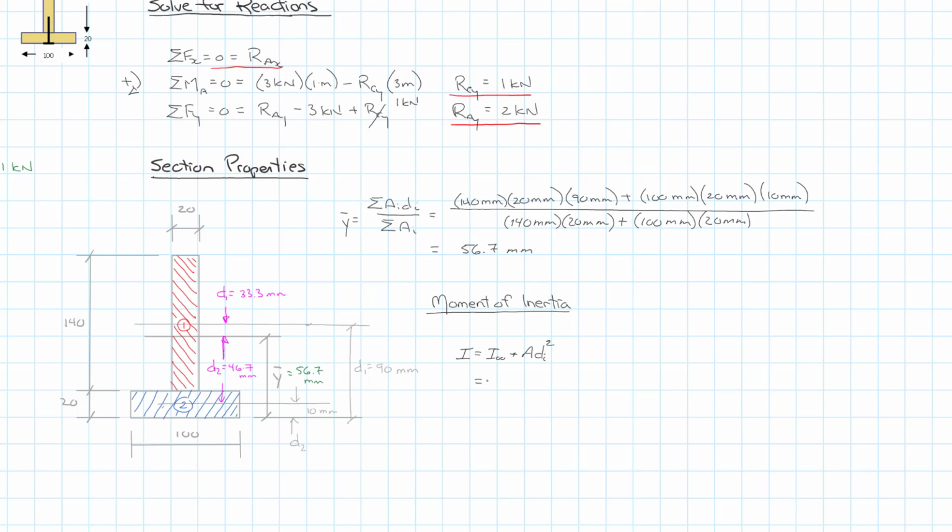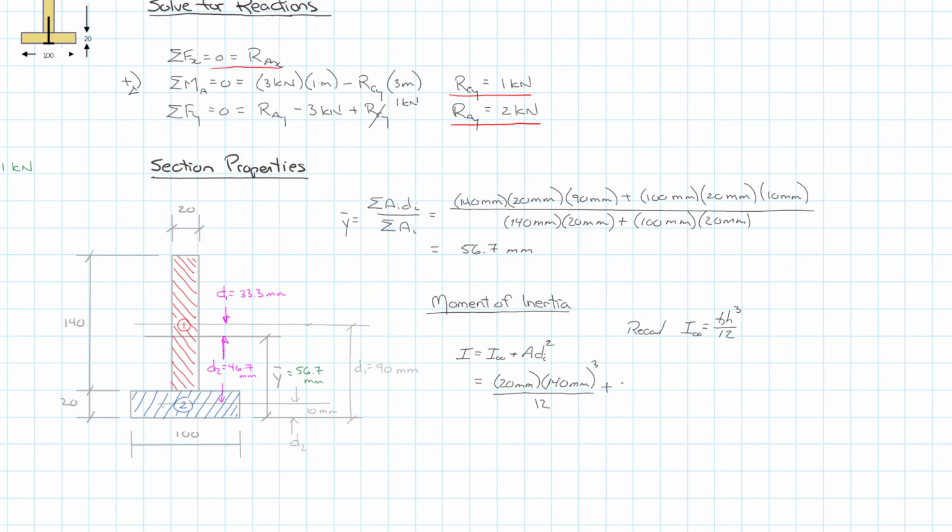So we need to know area 1. And of course, I'm just going to recall that for a rectangle, I naught is equal to b h cubed over 12, which we derived somewhere along the way. So that's going to cover off that first term, and then we have to deal with the A d squared terms. So for our web, our width is 20 millimeters, and our height is 140 millimeters. So that gets the benefit of the cubed divided by 12.